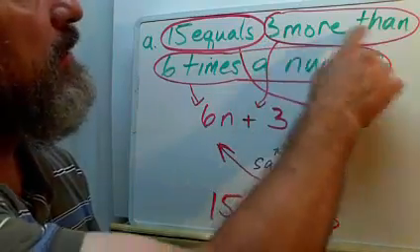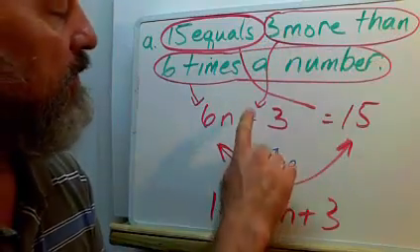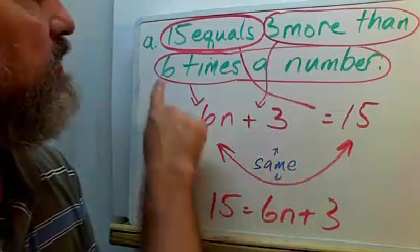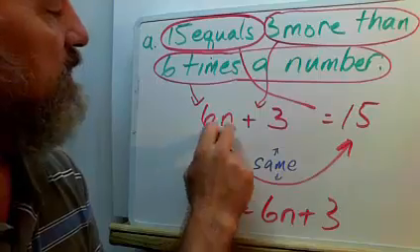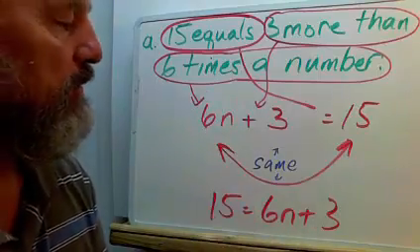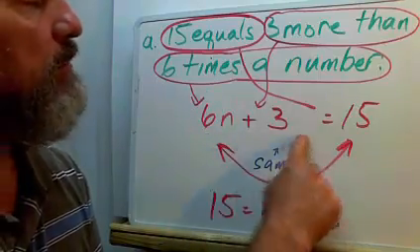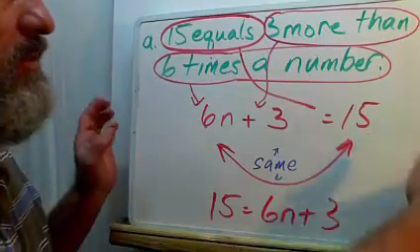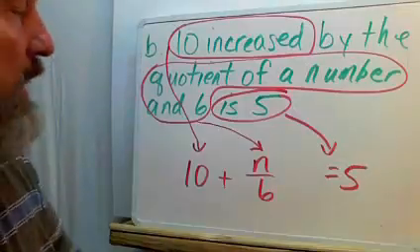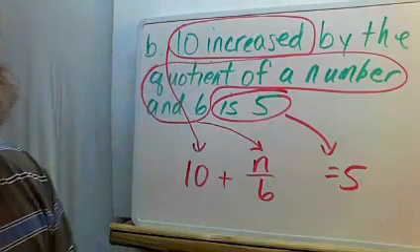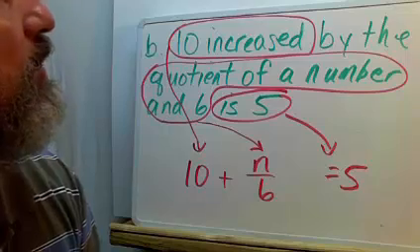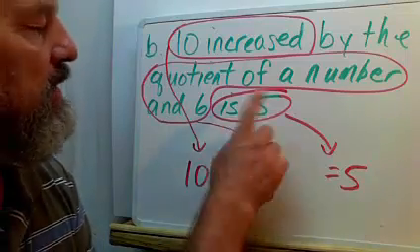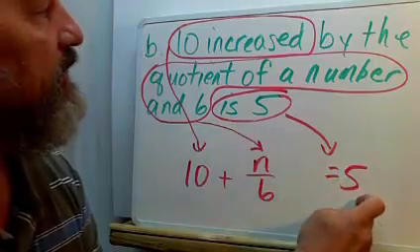Then 3 more than is an addition statement, and of course 3. And then 6 times a number would be 6, in this case 6n. You can use any variable you want. So you would have 6n plus 3 equals 15, or you would have 15 equals 6n plus 3. The same answer. For problem letter B, we have 10 increased by the quotient of a number and 6 is 5. Again, the solution is 5 is equal 5.